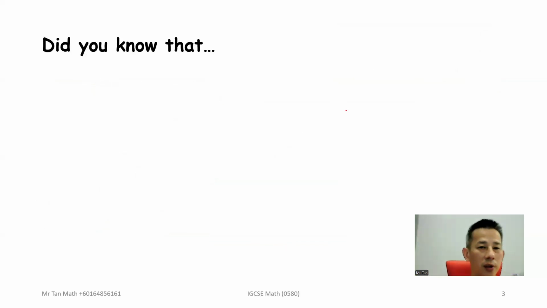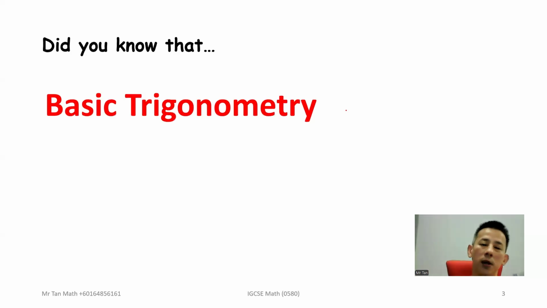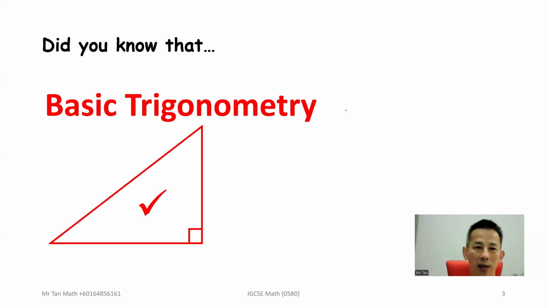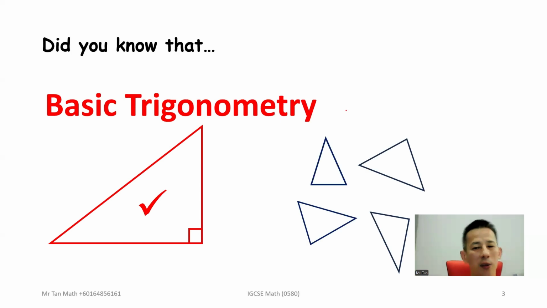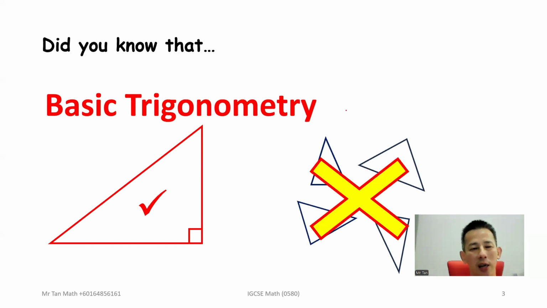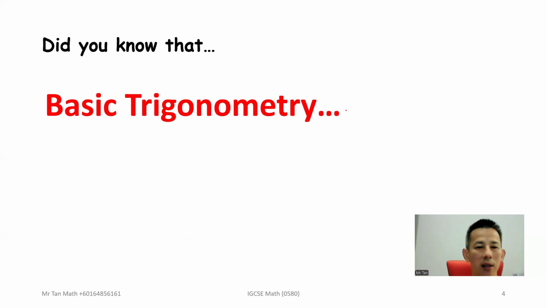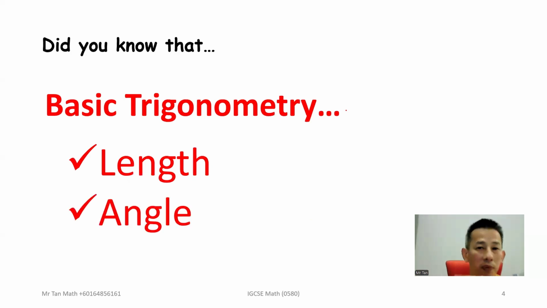Before we move on, did you know that the basic trigonometry only works for right angle triangles and it doesn't work for non-right angle triangles? Basic trigonometry can also be used to find the length as well as the angle. So you can use it to find both.